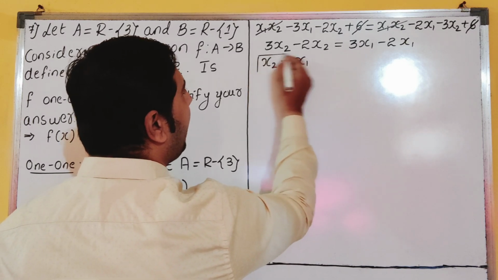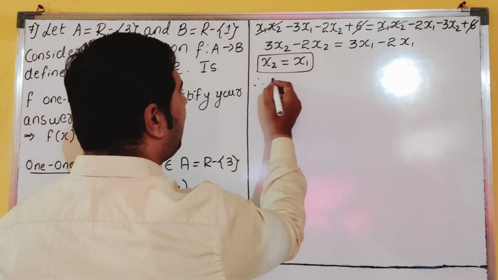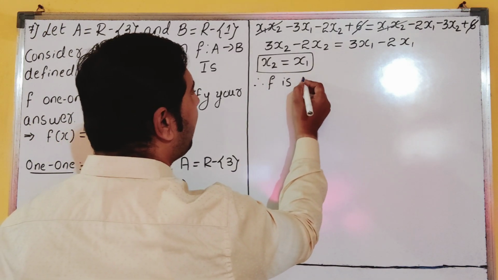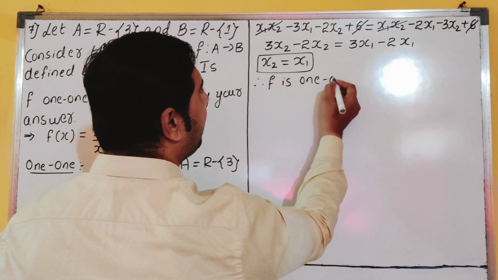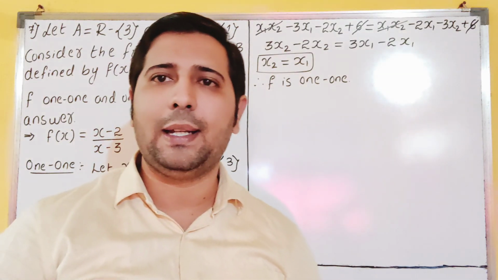So you can see here x1 is equal to x2, therefore f is what? F is 1-1, dear students. F is 1-1. Clear? Everyone understood how to write 1-1?